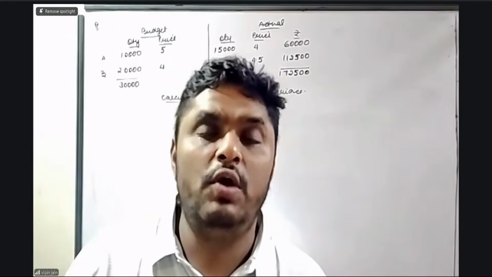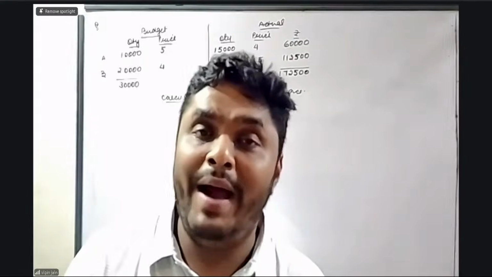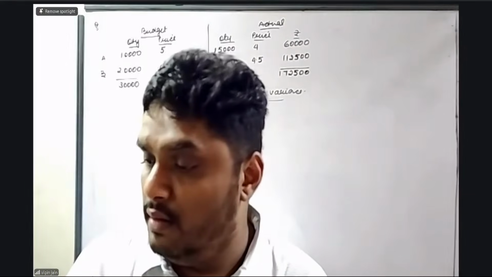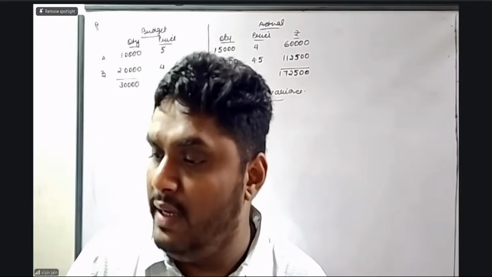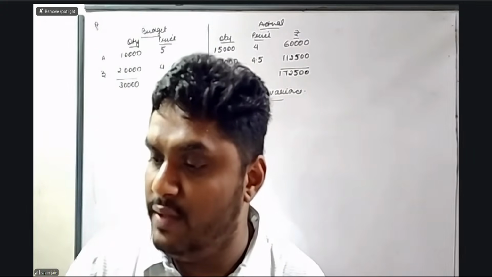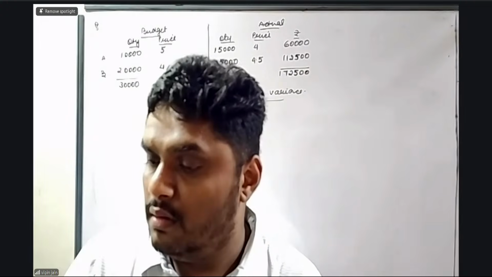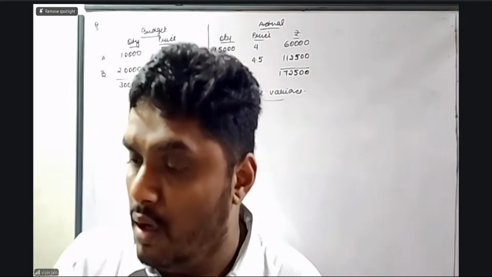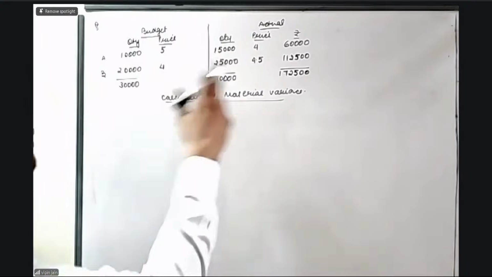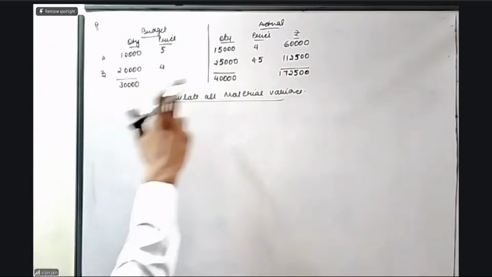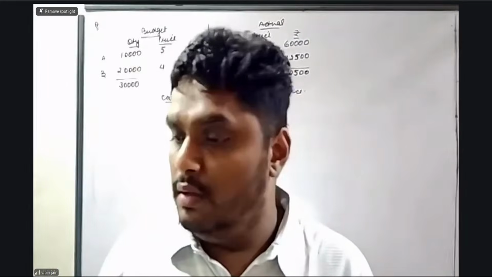See, the point is solving the question is not important. You should understand why this solution is what it is. So, Akila, Hemin, and Gayatri, where is the output that is given? Where is the output? The output is not given in the question. This 30,000 and 40,000 is input, not output.